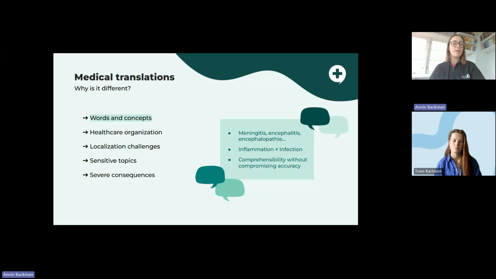And even if the reader will be a patient and the language should be simple and comprehensible, you need the base knowledge to keep it accurate.